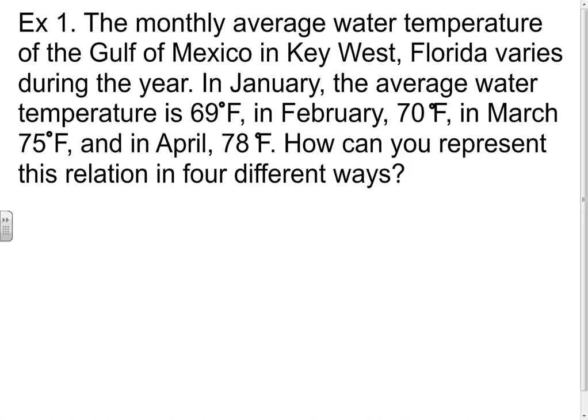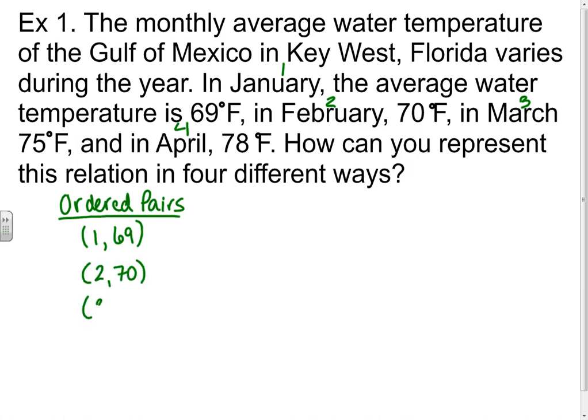I'm going to represent the relation, first of all, using ordered pairs. So in ordered pairs, just list the first value and then the second value. So we're going to call January 1, and then that means February is 2, March is 3, and April is 4. So that first ordered pair would be (1, 69) because of January and 69 because that's the degrees in January. Then February's ordered pair would be (2, 70), March's would be (3, 75), which leaves April to be (4, 78). Those are ordered pairs. I'm going to do the mapping diagram next.